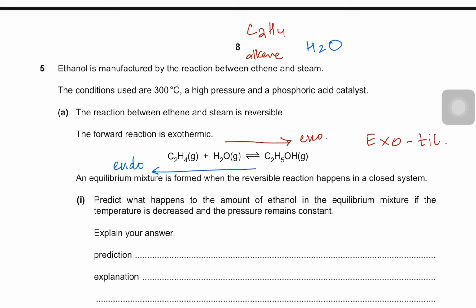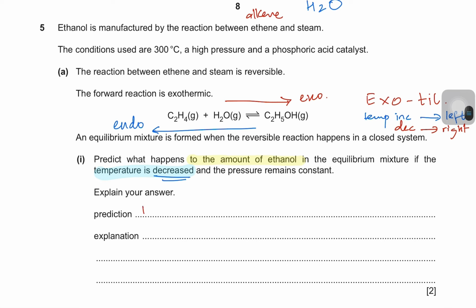An equilibrium mixture is formed when the reversible reaction happens in a closed system. Predict what happens to the amount of ethanol. What happens to the amount of ethanol in the mixture if the temperature is decreased and the pressure remains same? So exotil means in exothermic, temperature increase pushes the equilibrium to left. But the question is concerned about decrease. So temperature decrease will push the equilibrium to right. So you will say more ethanol is made. Why? Because the equilibrium shifts towards the right side.